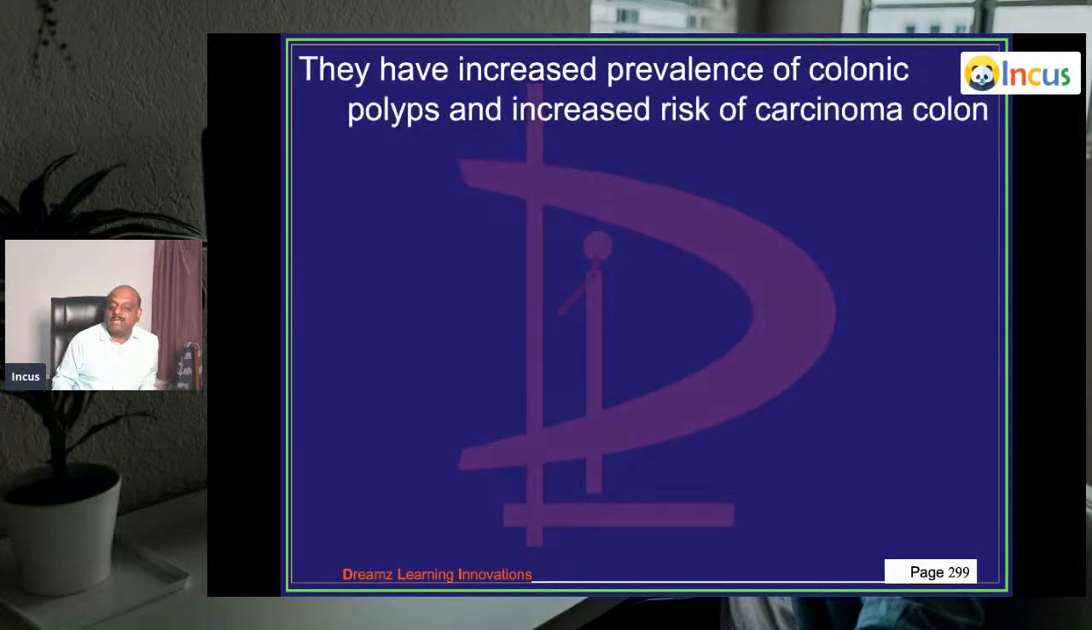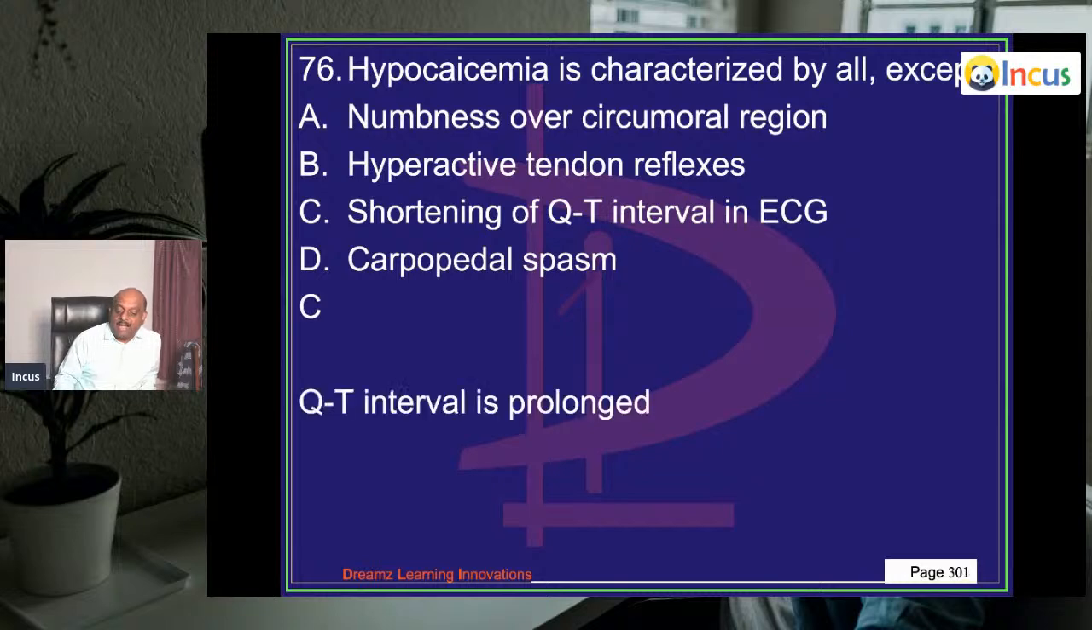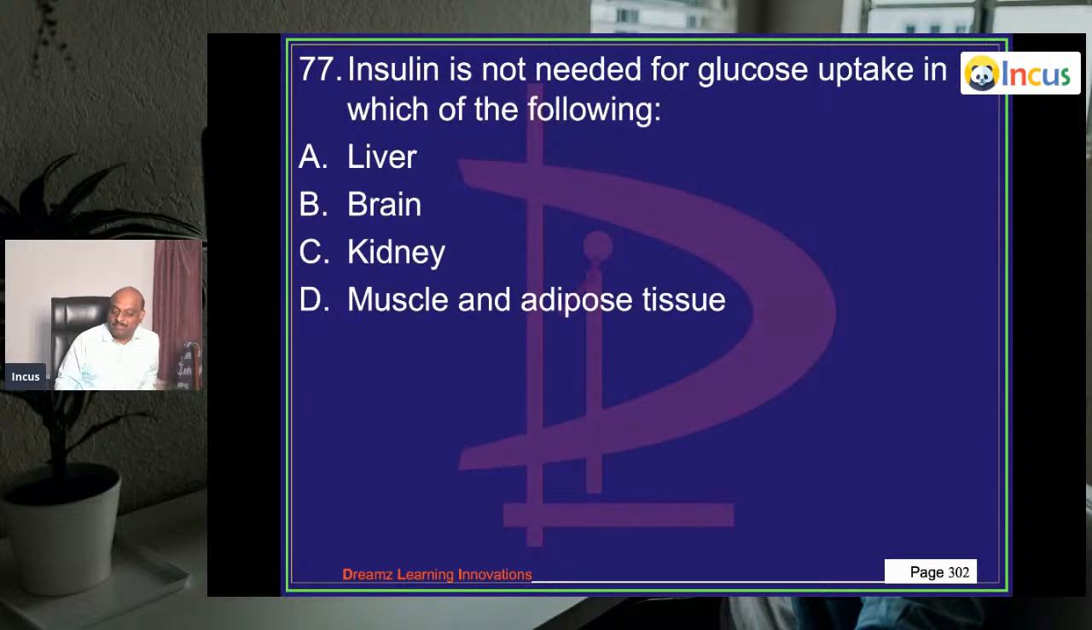Acromegaly, colonic cancer risk is increased. Hypocalcemia may have carpopedal spasm, hyperactive tendon reflex, numbness over the circumoral region. They're all true. Insulin is not needed for glucose uptake. Where? In the brain.